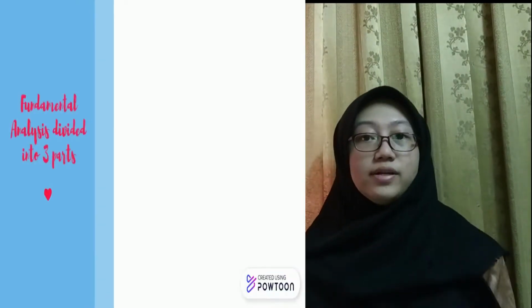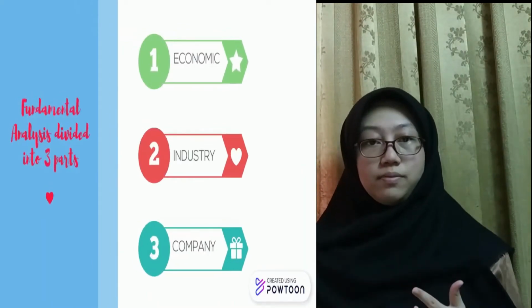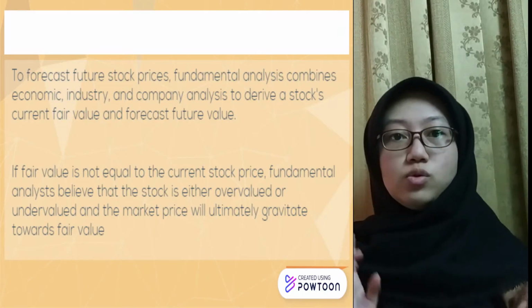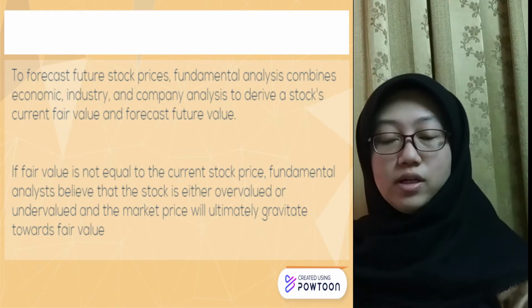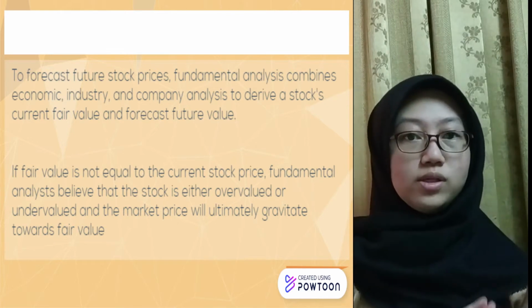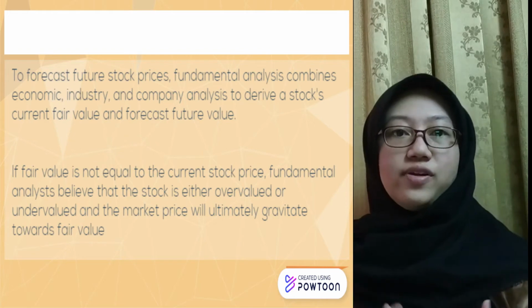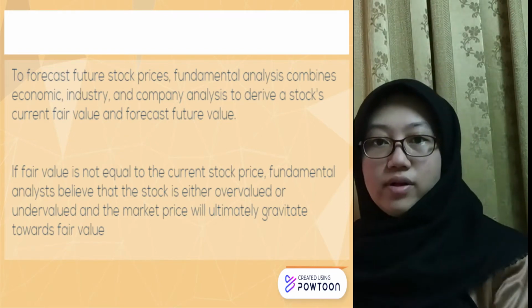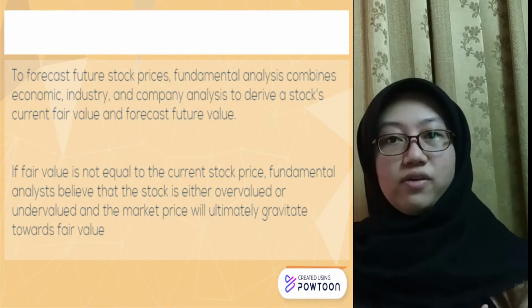Fundamental analysis is divided into three parts, which are economic, industry, and company. To forecast future stock price, fundamental analysis combines economic, industry, and company analysis to derive the stock's current fair value and forecast a future value. If fair value is not equal to the current stock price, fundamental analysts believe the stock is either overvalued or undervalued, and the market price will ultimately gravitate towards fair value.